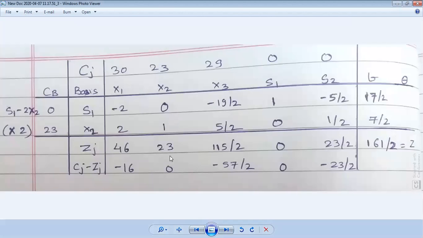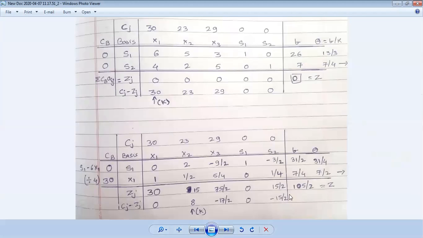So the next iteration. Now here, to find the outgoing variable, you determine this is your b. Now you find out theta, so theta is equal to b by k. So this is your k. So 31 by 2 divided by 2 is 31 by 4. Again 7 by 4 divided by 1 by 2 is 7 by 2. Now z becomes 0 and 30 into 31 by 2 and 7 by 4 respectively, so this becomes 105 by 2. So that is your updated value of z. You can see the z value increases gradually.